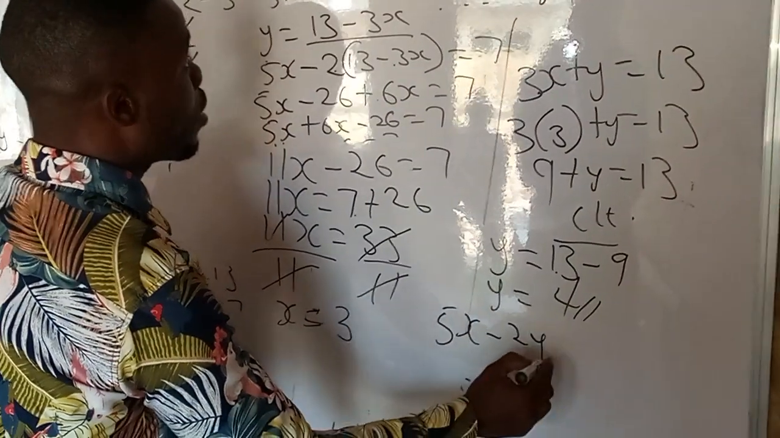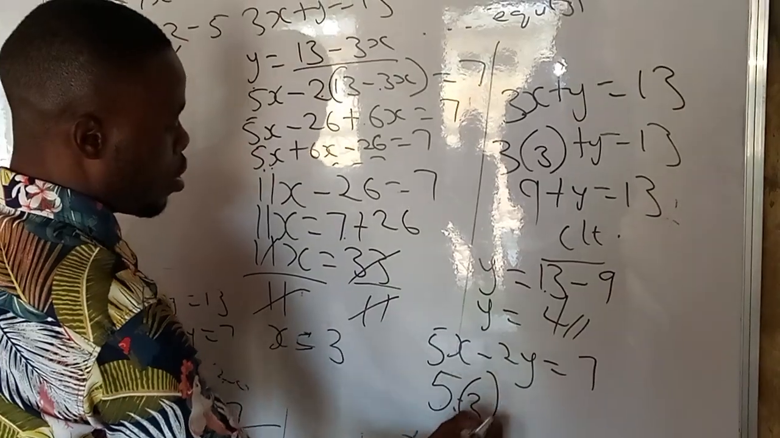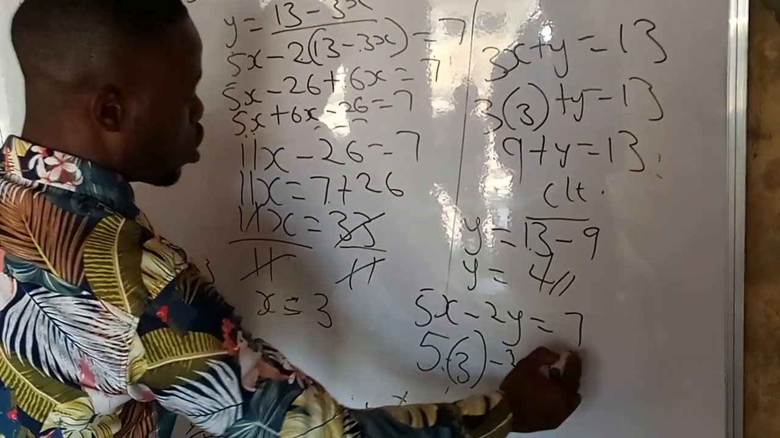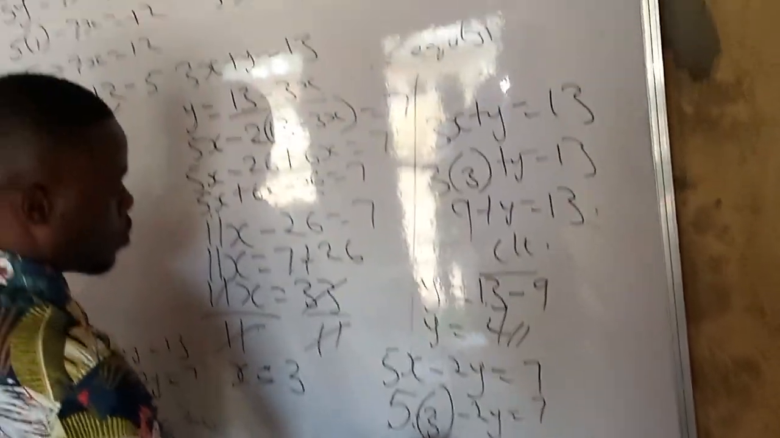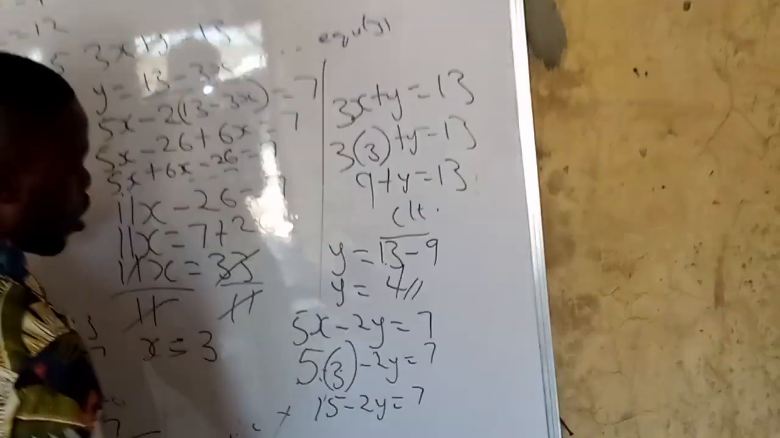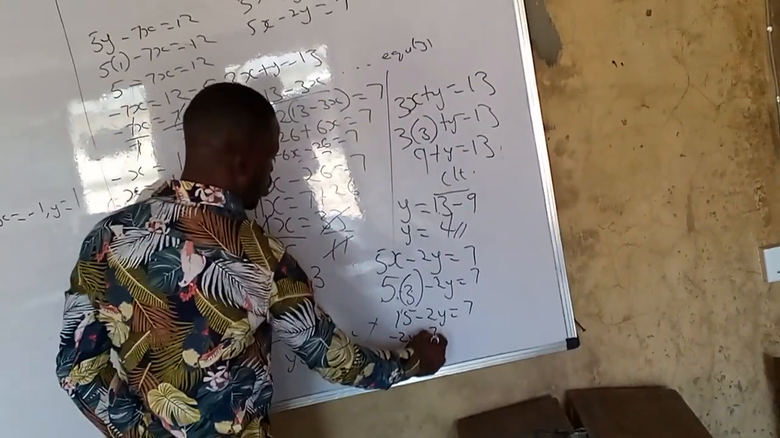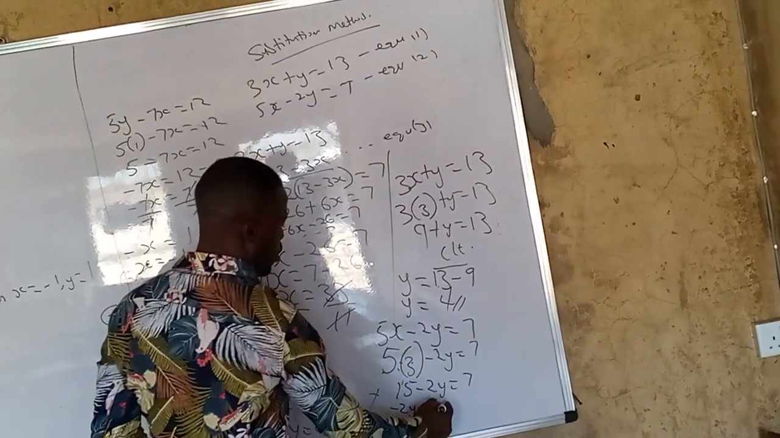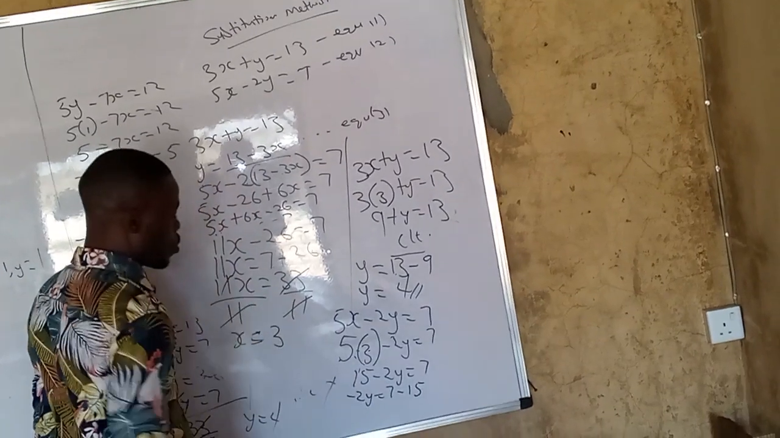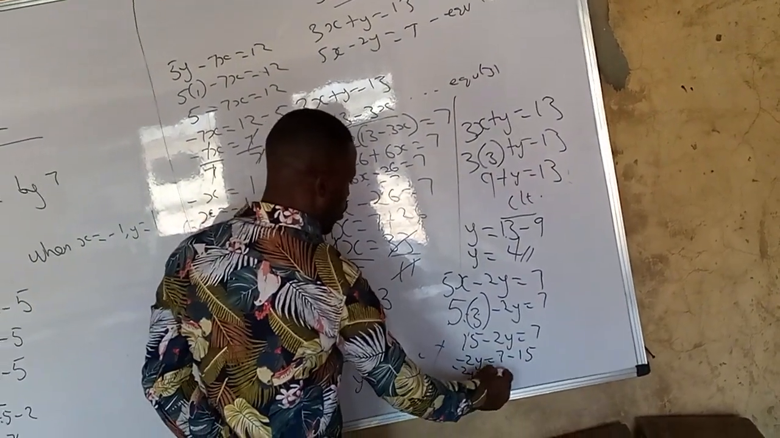5x minus 2y equals 7. 5, your x is 3, minus 2y equals 7. 5 times 3 is what? 15. 15 minus 2y is equal to what? 7. So when we collect like terms, this is minus 2y equals 7. This will cross to the other side, minus 15. So therefore we have minus 2y equals 7 minus 15, which gives you minus 8.